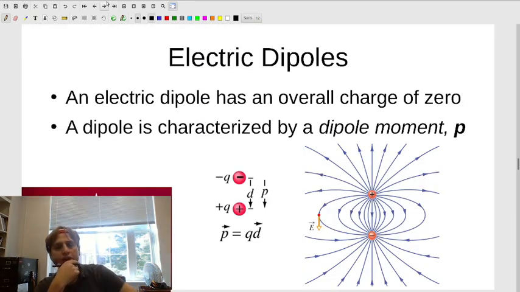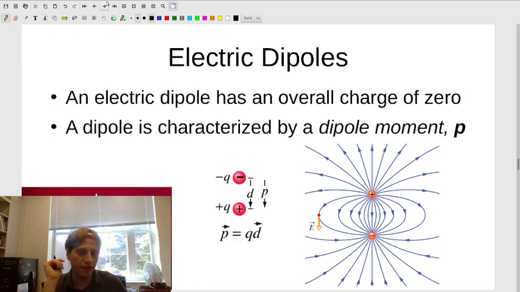Okay, so on to the main event of today. What is our main focus? We want to think about electric dipoles. And the reason we want to think about electric dipoles is that a lot of materials can be modeled as being formed out of little electric dipoles.